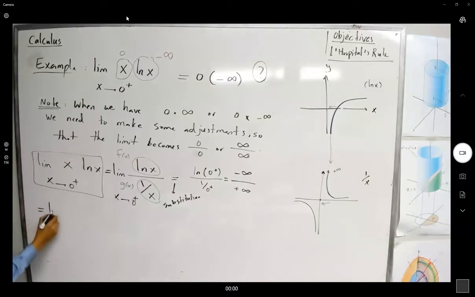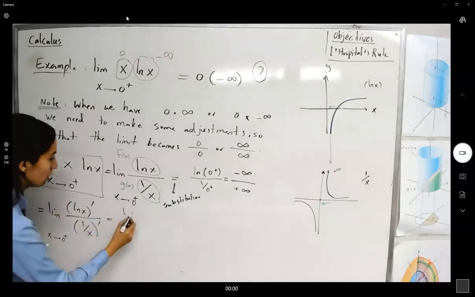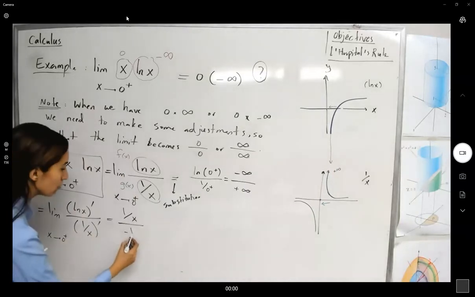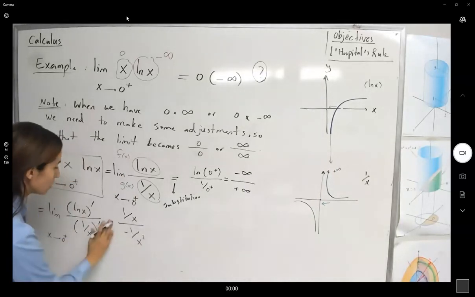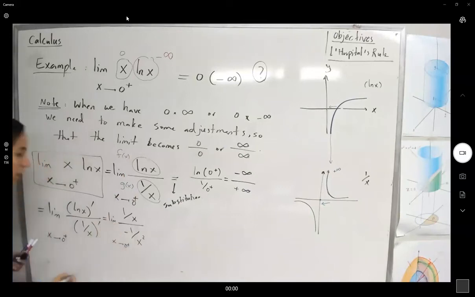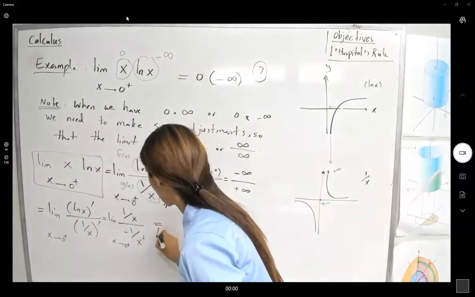You have the limit of f prime over g prime. So we are taking the derivative of ln and dividing that by the derivative of the reciprocal function as x approaches 0 from the right-hand side. Well, the derivative of ln is 1 over x. The derivative of 1 over x is negative 1 over x squared. And we are finding this limit as x goes to 0 from the right-hand side. But let us simplify this first.